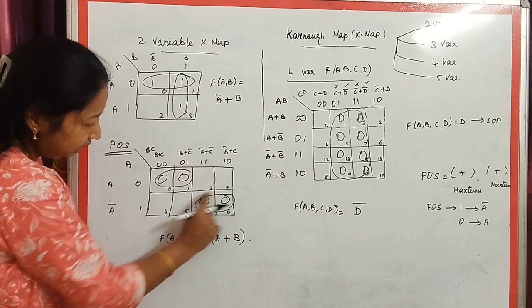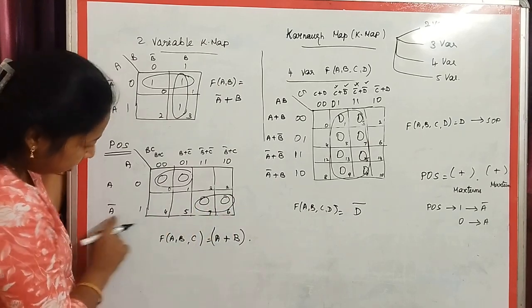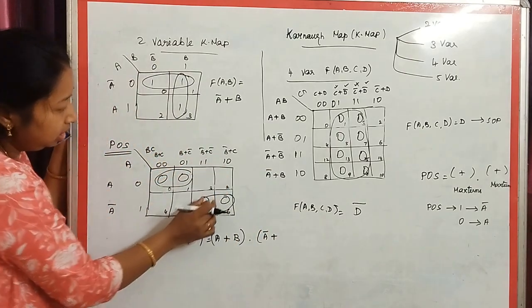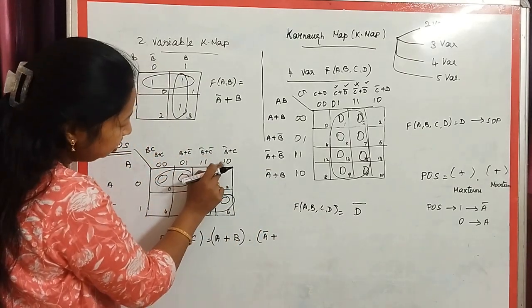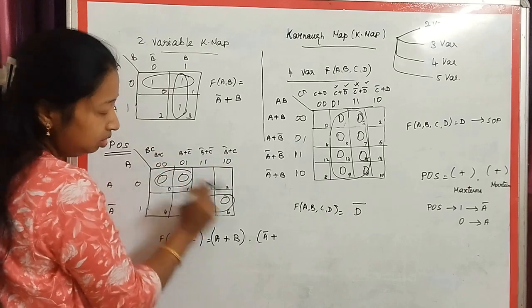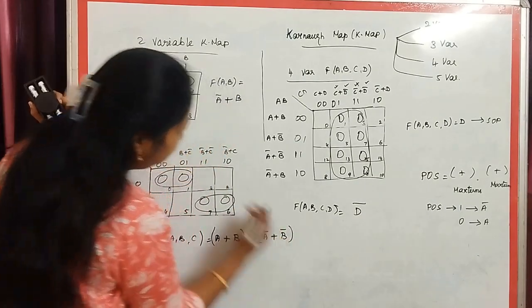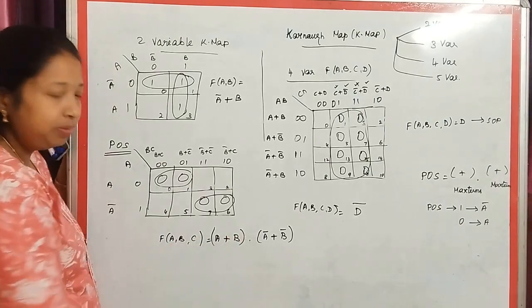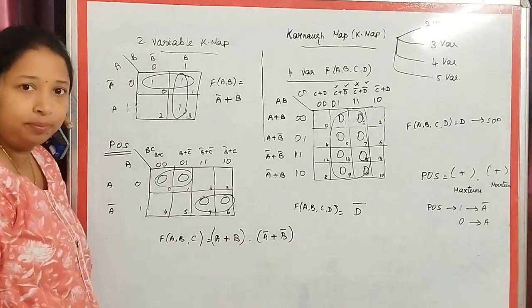Clear? Now let's take this bubble. For this bubble, which is common here, it is A bar plus. Check on the horizontal part, which is common here. It is the first element, it is B bar, B bar. So I'll write B bar. The second element, it is C bar and C, that is going to differ. Clear? Understood? This is how you'll be writing the expression for POS and for SOP.